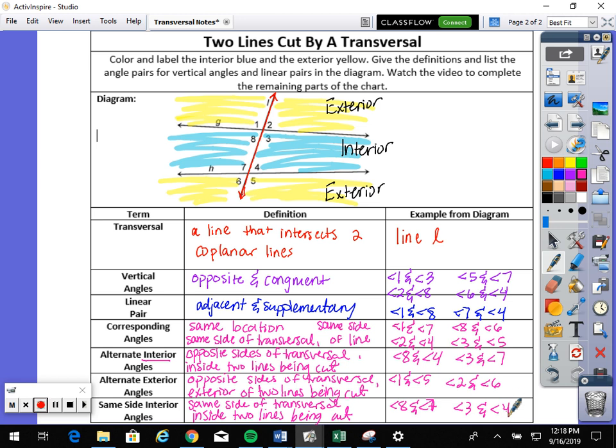Okay, so we're going to take this information and move on next class and talk about what happens when we cut parallel lines with the transversal, but for now, we just need to know their names and kind of what's going on. So make sure you have this in your journal ready for next class.